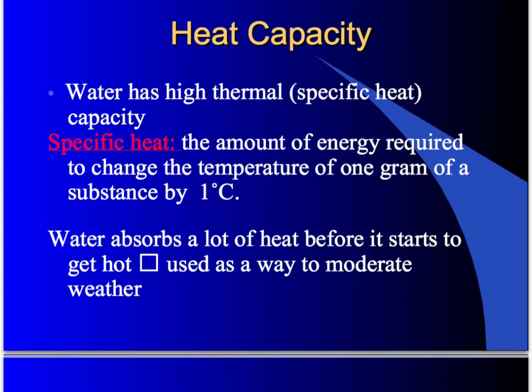A very high heat capacity is also another property of water. We call this the specific heat, which is the amount of energy required to change the temperature of 1 gram of a substance by 1 degree Celsius. Basically, it just means how much energy you need to heat something up. Water has a very high specific heat, meaning you would need a whole lot of heat to heat it up. That's why it tends to stay cool. Water absorbs a lot of heat before it starts to get hot, and that's used as a way to moderate our weather.